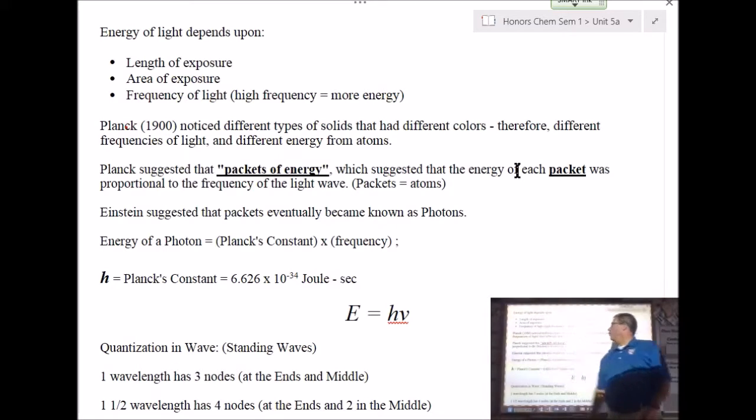The frequency of light, so whether we're looking at low energy versus high energy light, also depends on how much energy we're going to have.